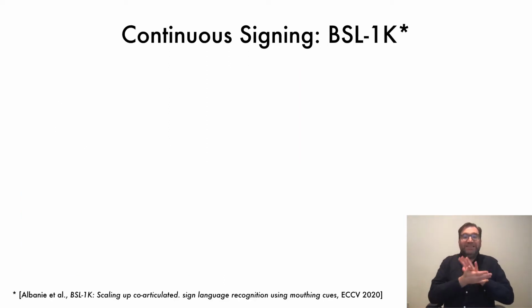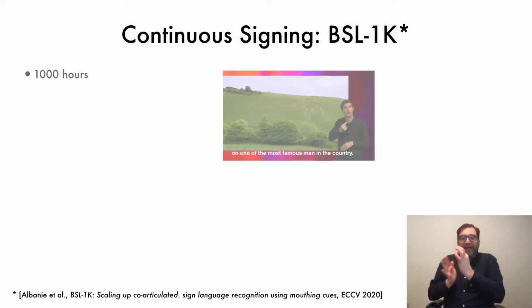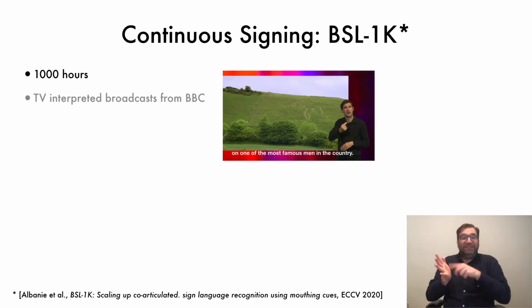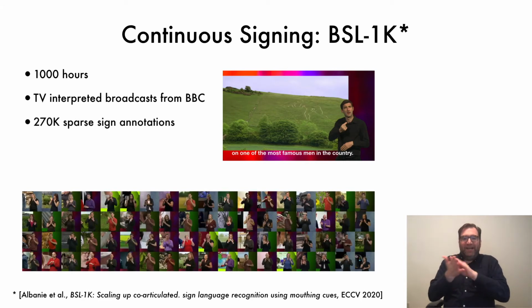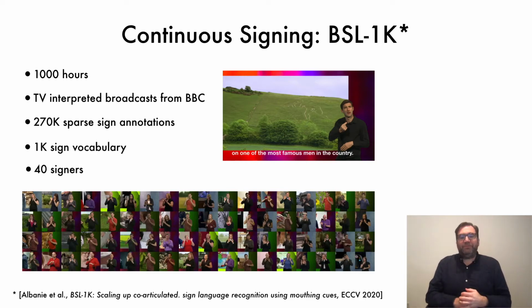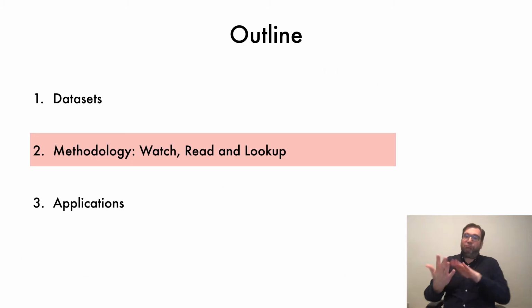For our source of continuous signing, we use the BSL-1K dataset from our previous work, which is collected from over 1,000 hours of sign language interpreted TV broadcasts with subtitles of the audio content. The BSL-1K dataset has also over 270K sparse sign annotations for a vocabulary of over 1,000 signs, with 40 different signing interpreters. Let's now introduce our approach.